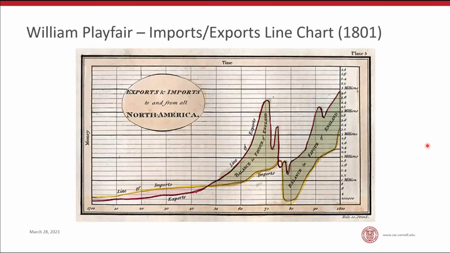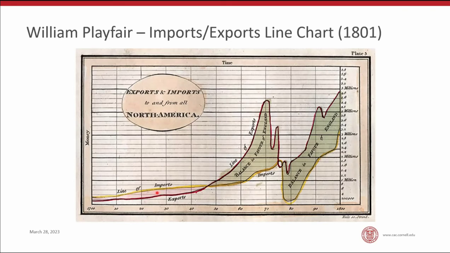So these sound like modern things, but they've been around for a while. This is a chart by William Playfair made in 1801, showing the imports and exports from the British point of view between North America and Great Britain. And he has multiple lines in this chart. He puts in annotations. He has colored filled areas.